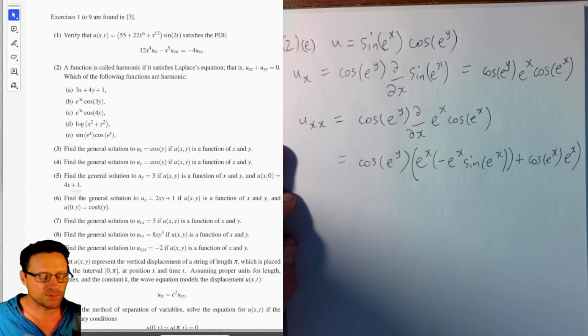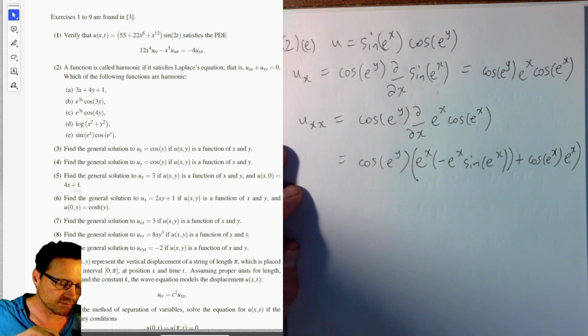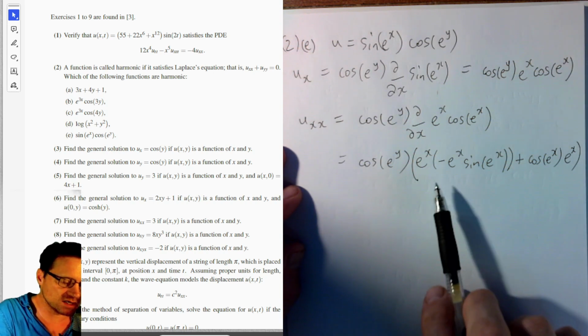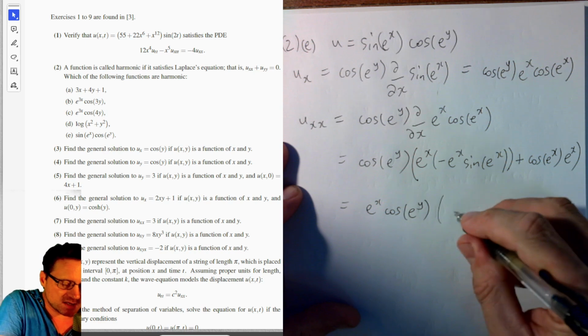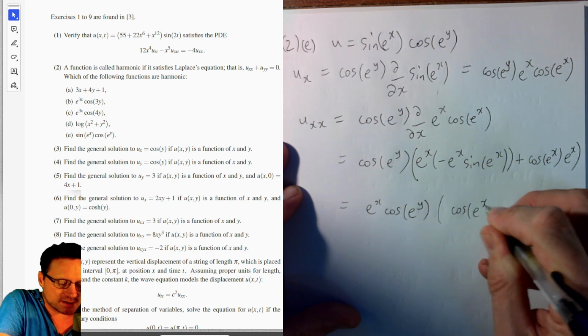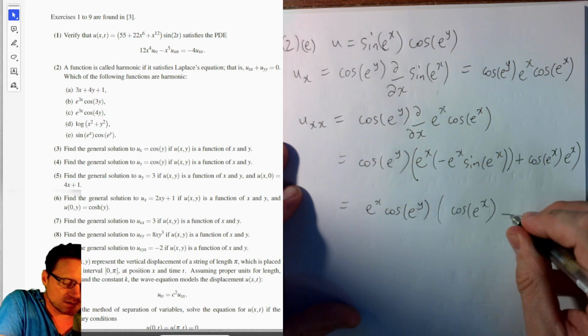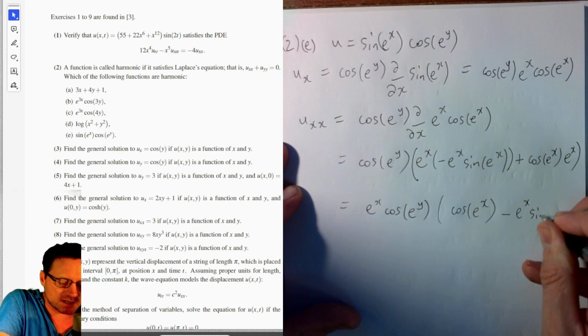So we have cos of e to the x times e to the x. Now we should really simplify this one. So there is a common e to the x that we can pull out. Okay, and then what remains is cos of e to the x minus e to the x sine of e to the x.